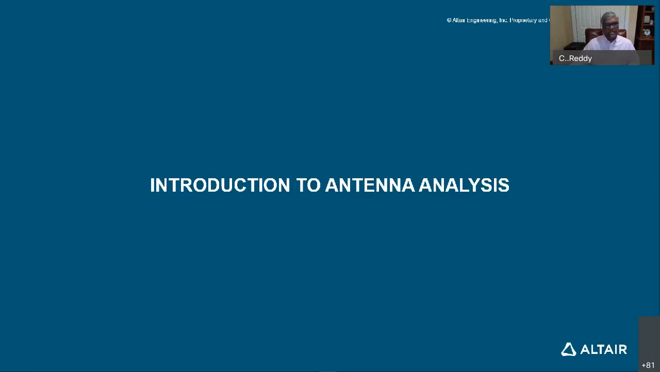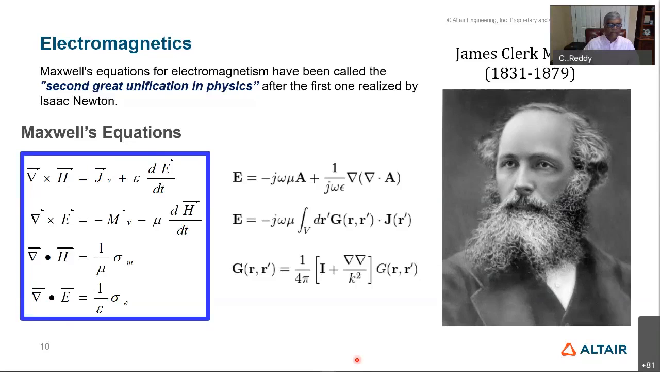So now let's get to the topic of today, that's antenna analysis. Of course, antennas obviously follow the Maxwell's equations. Actually, Maxwell put together these 4 equations as a compilation of various laws that govern electrical phenomena, the electric fields and magnetic fields. And they're actually called second great unification in physics after the Newton's laws for gravity and those kind of things. So we can think of Maxwell as the father of electromagnetics.